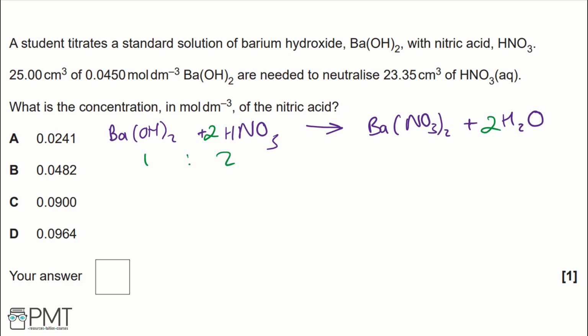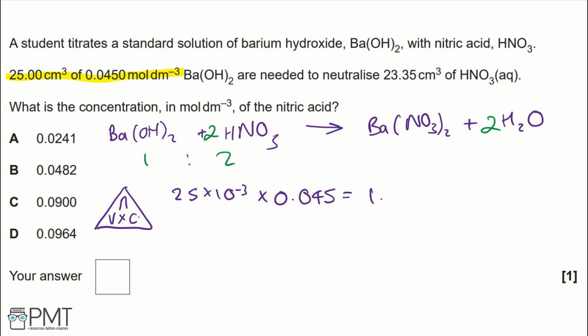So, our next step is to work out the number of moles of barium hydroxide. We can do this using volume and concentration and the equation triangle NVC. So, using our volume and concentration, to work out moles, we do 25 times 10 to the negative 3 because we're converting centimeters cubed into decimeters cubed. Then we multiply this by 0.045 and that gives us an answer of 1.125 times 10 to the negative 3 moles. This is of barium hydroxide.